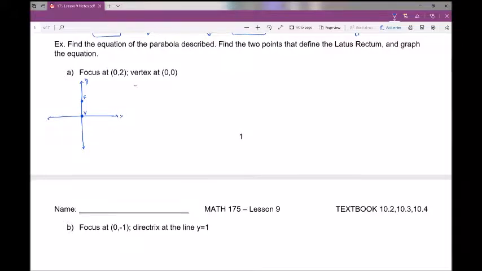Okay, so let's just jot that down, because the parabola must open toward the focus. Another thing we know is that our letter P is the distance from the vertex to the focus. So P must be equal to 2. Let's work with the standard form of the equation.